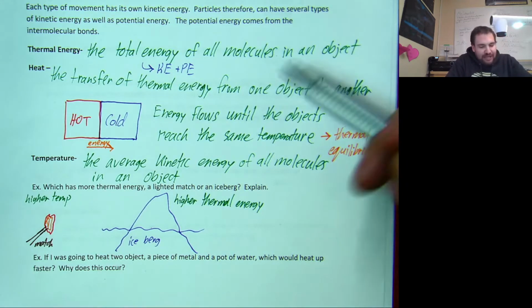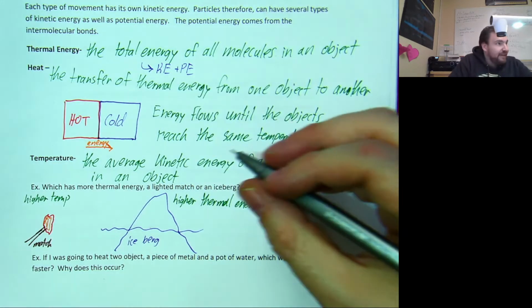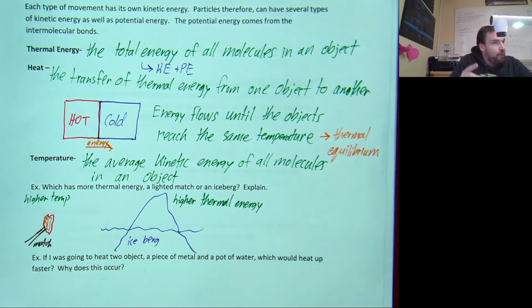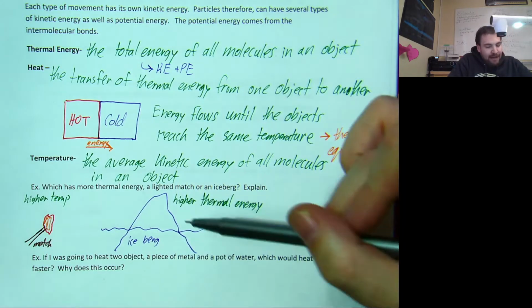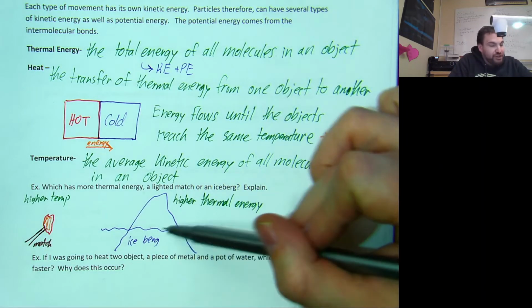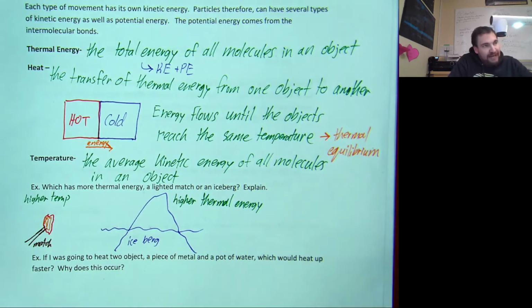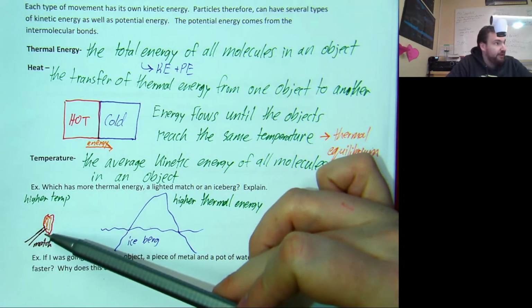Yeah. So the iceberg has higher thermal energy. Why? Because it has so many more molecules than a match does, it doesn't matter that the average energy of those particles is so low. Because there are so many of them, even small contributions from trillions of objects are going to add up to give you more than large contributions from a couple hundred objects.